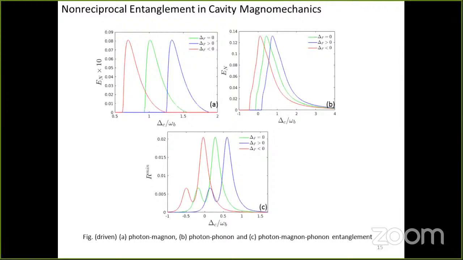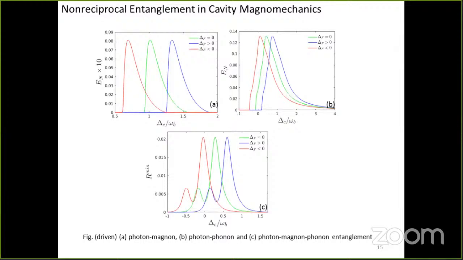Okay. So this is the same thing for photon and phonon modes, and the last one is basically giving you the tripartite case. So in all the cases we can see some type of non-reciprocal behavior by driving the cavity from a particular direction and entangling along that direction.